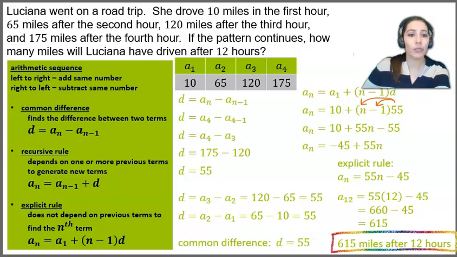Again, you could have used the recursive rule and found a sub 5, then added the common difference to get a sub 6, add the common difference to get a sub 7, and so on until you get to a sub 12. But when you have those higher n values, it's easier to use the explicit rule.